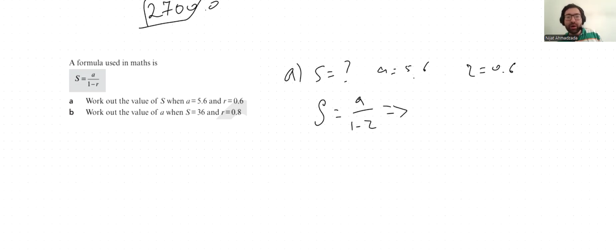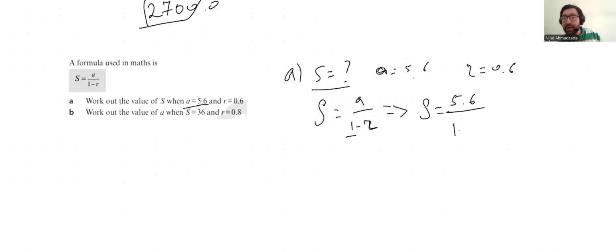For S value, do we know S? No. So we are substituting it with nothing, with itself. So now A, it's A over 1 minus R, right? A, what is A? Do we know A? Yes, we do know A. It's given. So instead of A, I'm just going to write 5.6. For 1, can I substitute 1 with anything? Do I need to? No, nothing. I mean, 1 is just 1.